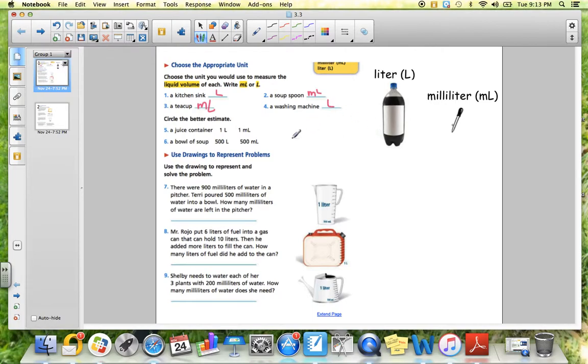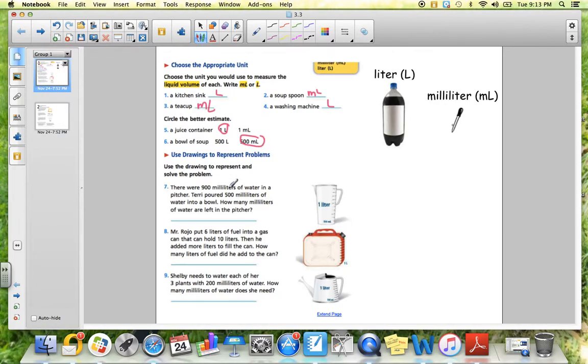Okay, number 5, it says circle the better estimate. A juice container. Is it 1 liter or 1 milliliter? Well, there wouldn't be much juice in 1 milliliter, so let's go with 1 liter. A bowl of soup. Is that 500 liters or 500 milliliters? So is that 500 liters of pop or 500 of these eyedroppers? I'm going to definitely say 500 milliliters.